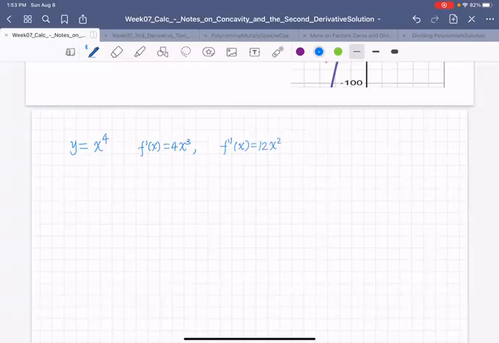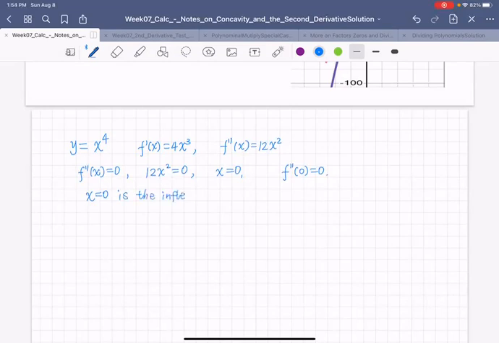Okay. So if you say, I'm going to just make my second derivative equal to 0, okay? That means 12x squared equals 0. So x equals 0, right? Yeah. And if we say, well, we already see this guy equals 0, and then I'm going to say x equals 0 is the inflection point. I tell you, this is wrong. Why? Let's take a look.